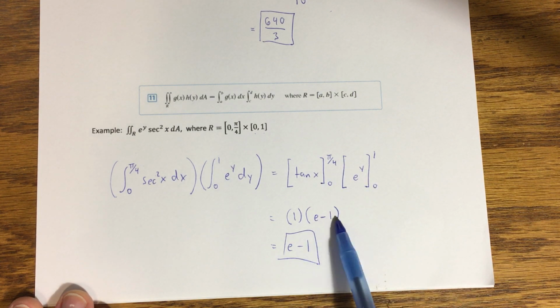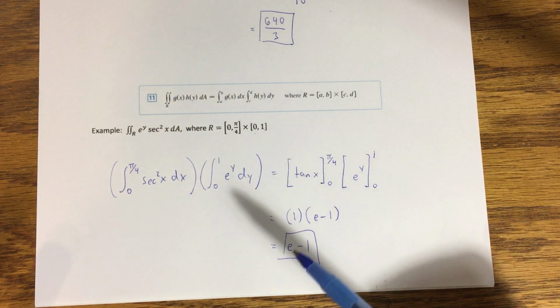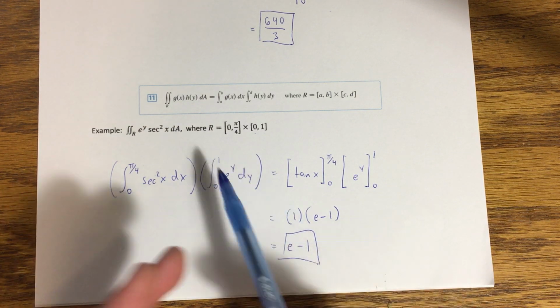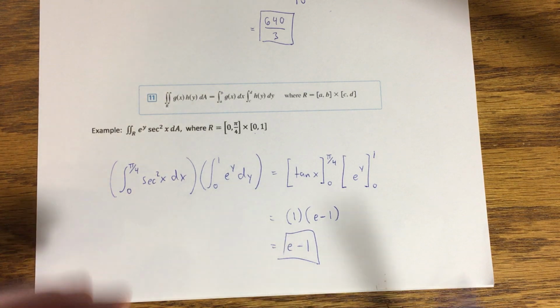I meant to say e minus 1. The result is just e minus 1. So these will probably be your favorite kinds of double integrals to evaluate, because it just reduces to two single variable integrals, which are much easier to deal with.